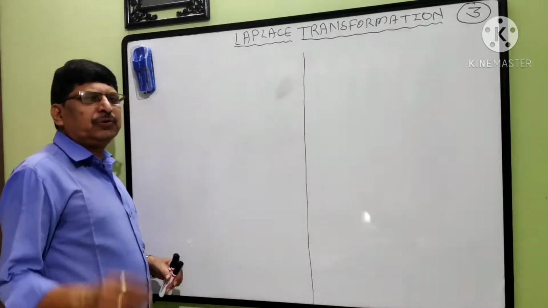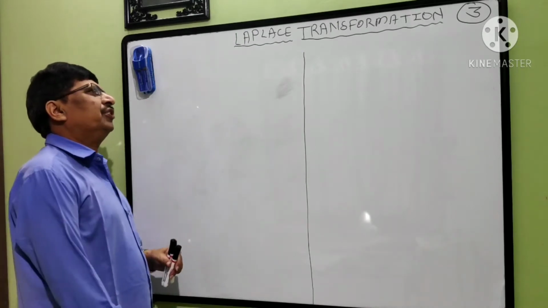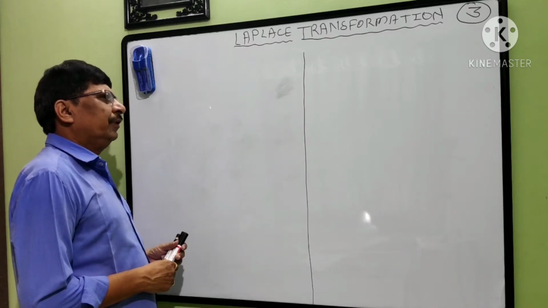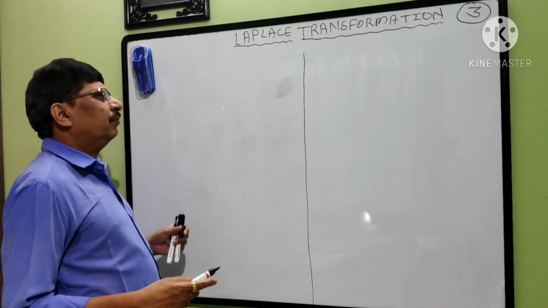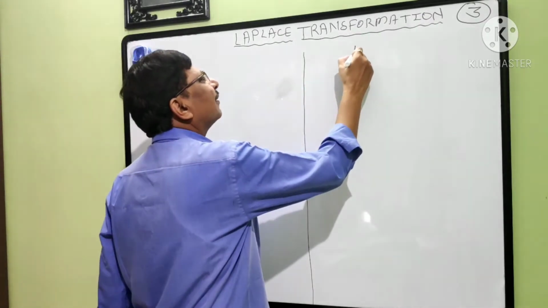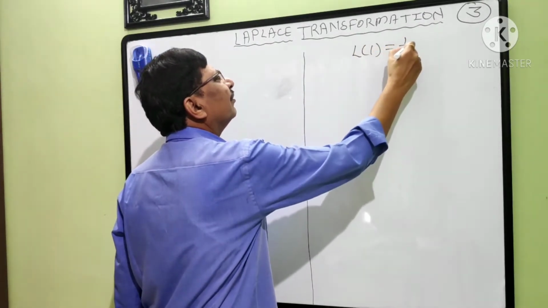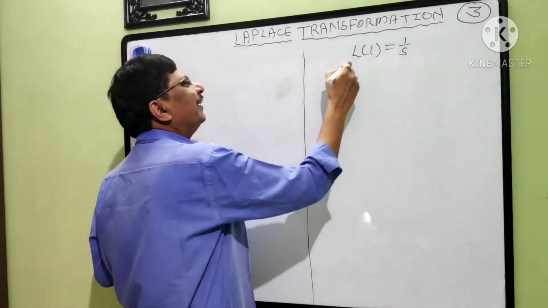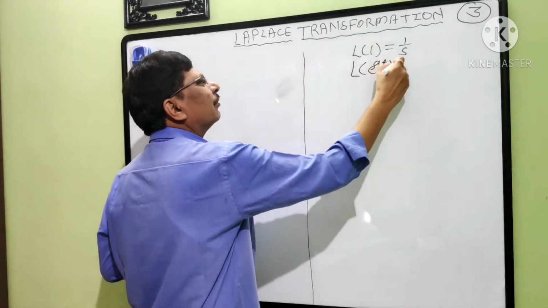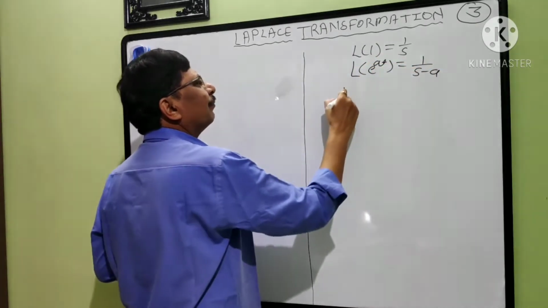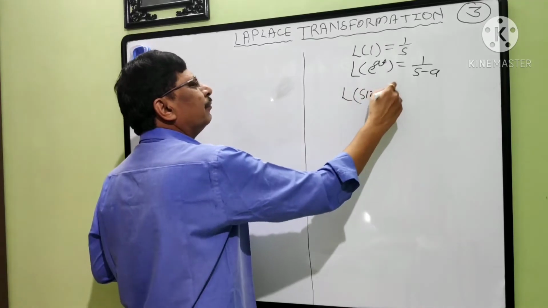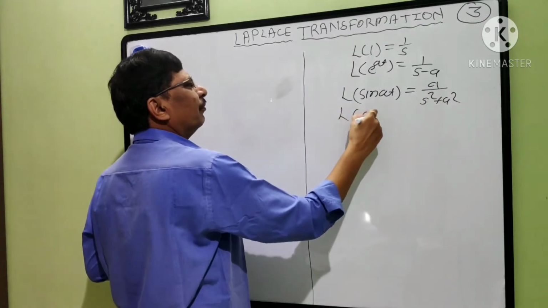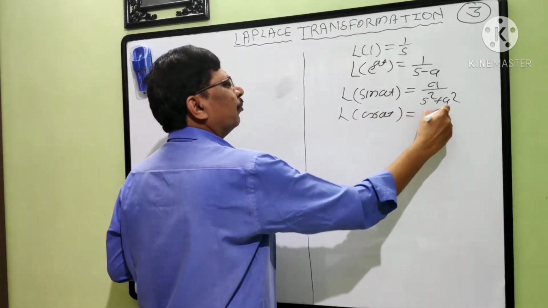Students, now you know the formulas of Laplace transformation, and now we are going to solve problems in this video. First of all, the Laplace transformation of 1 is 1 by s. Then the Laplace transformation of e raised to at is 1 upon s minus a. Then the Laplace transformation of sin at is a upon s square plus a square. Then cos at is s upon s square plus a square.